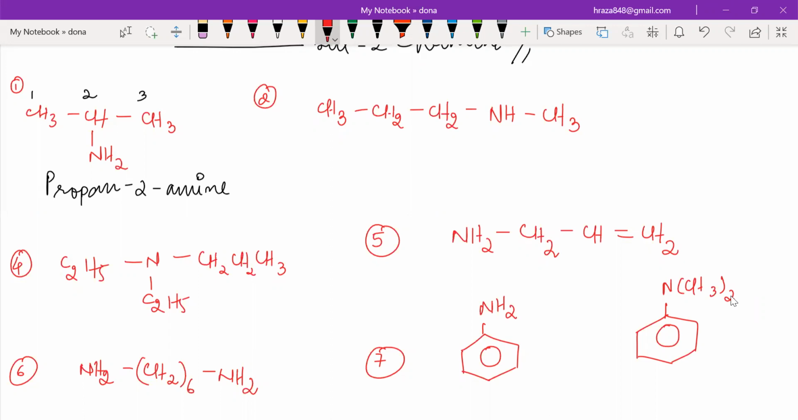Is the second one N comma methyl, 1, 2, 3, propane? Can you repeat what you just said? N comma methyl. N-methyl, N hyphen methyl. Yeah, and then propanamine. 1, 2, 3, propane amine. Yeah.